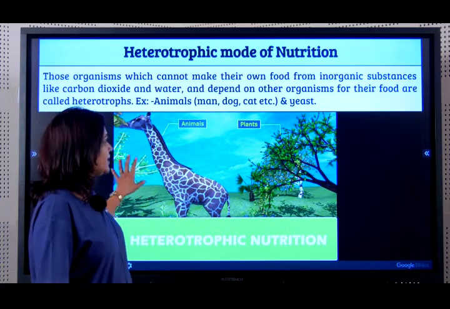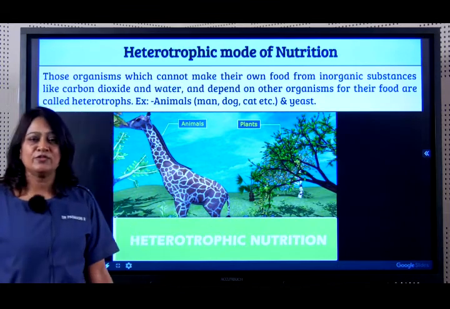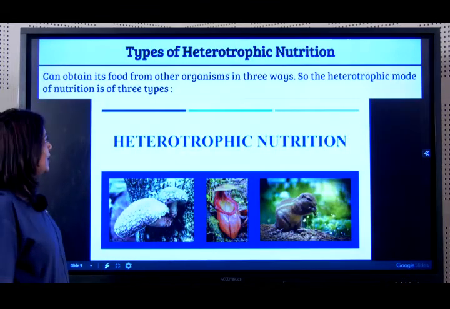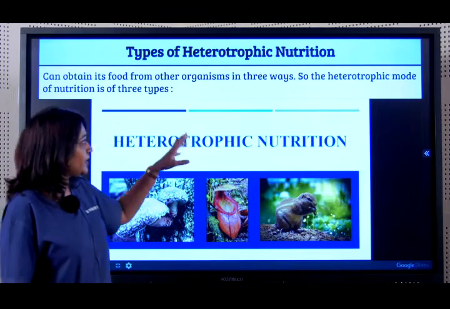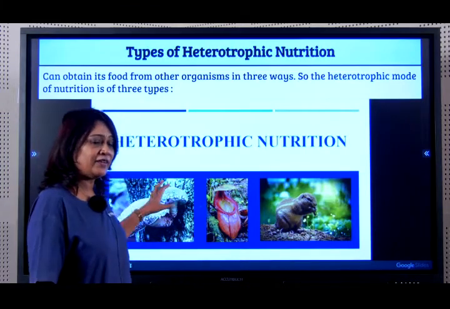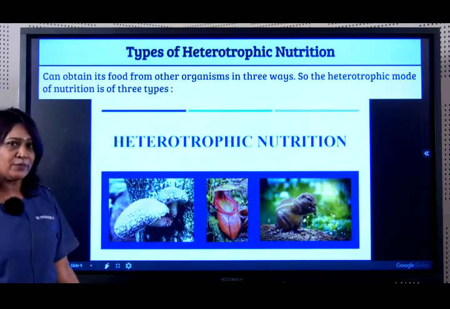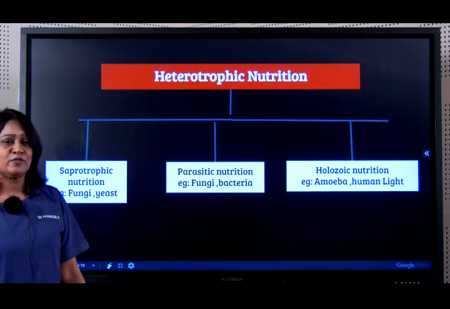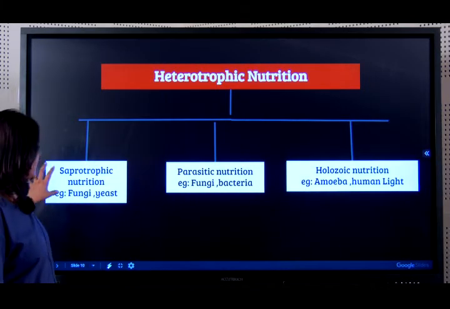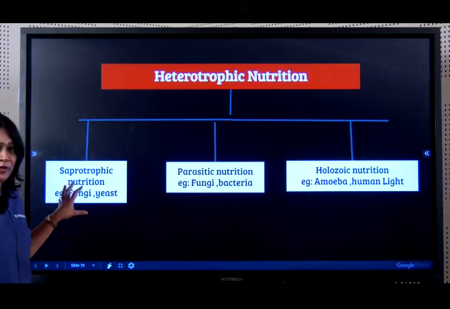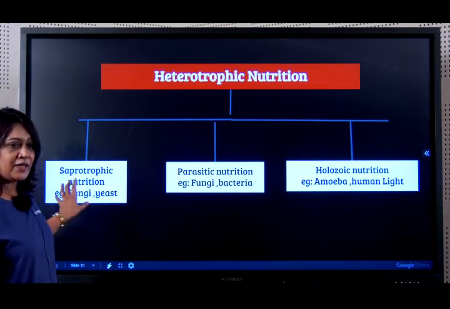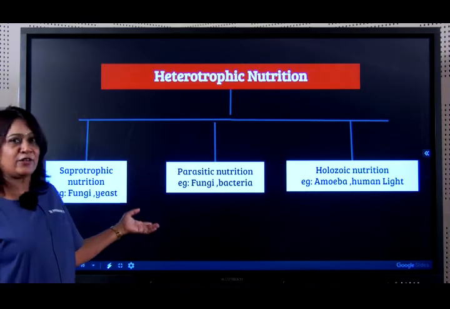So this is called a heterotrophic kind of nutrition. Now, in the heterotrophic kind of nutrition, you still have 3 different types of nutrition. So what are these 3 different types of nutrition? So one is saprophytic nutrition. So what do I mean by saprophytic? We'll look at this later on in the next slide.